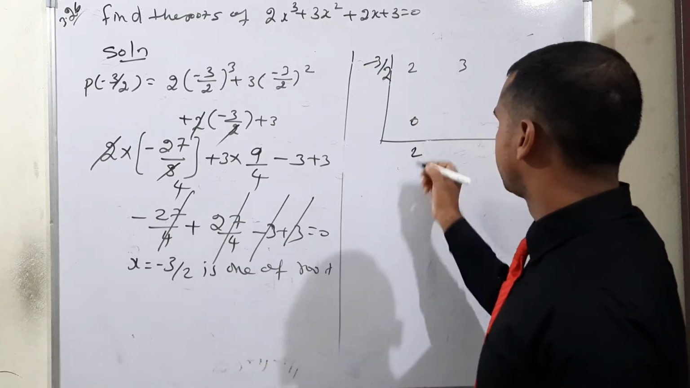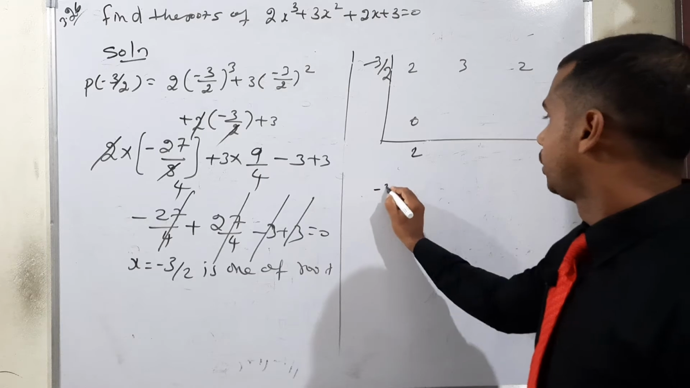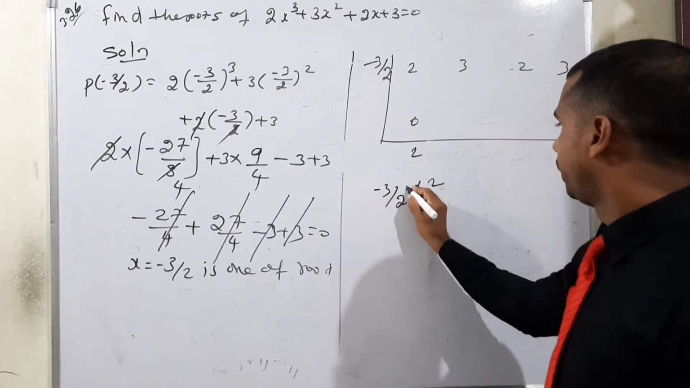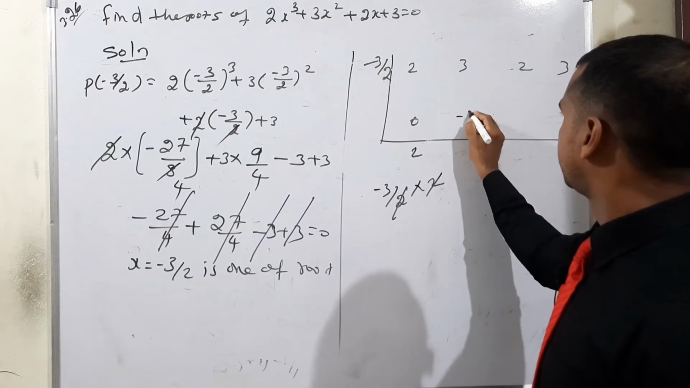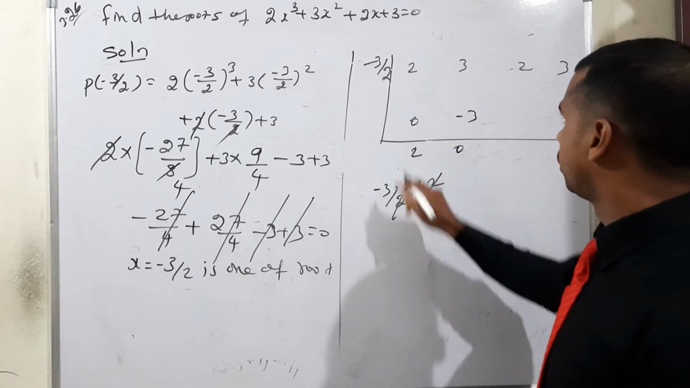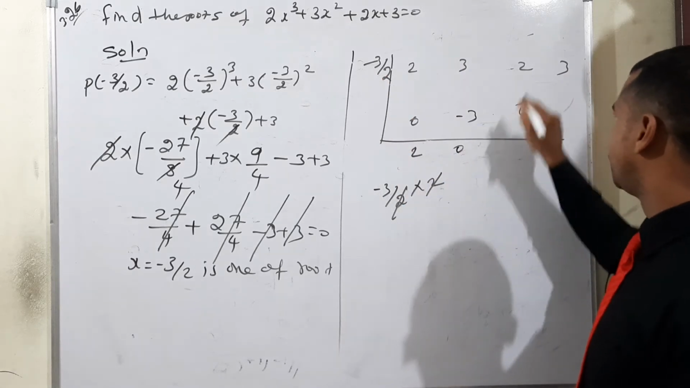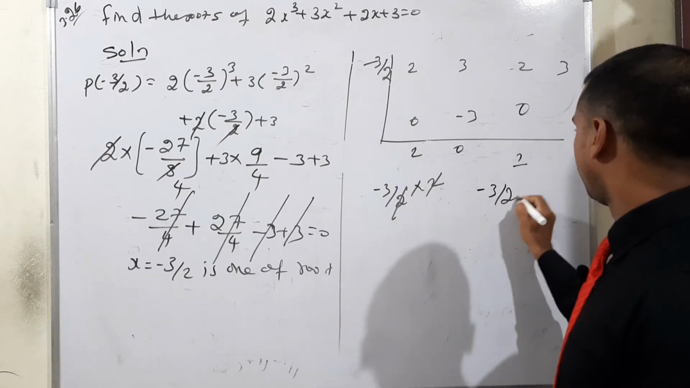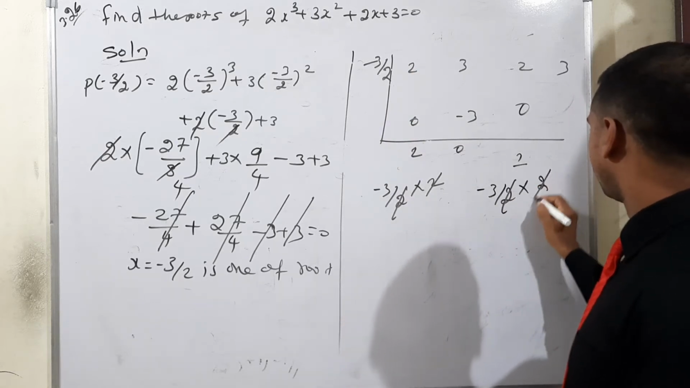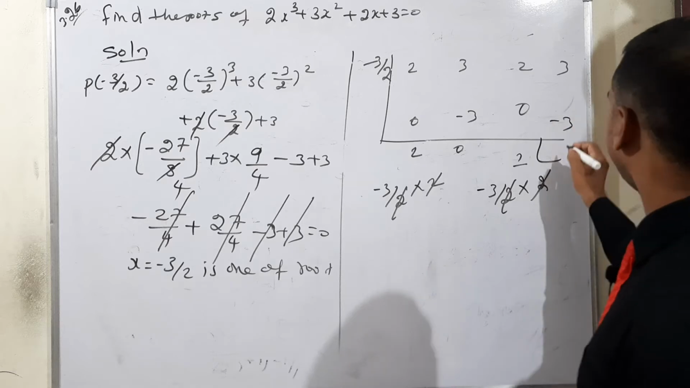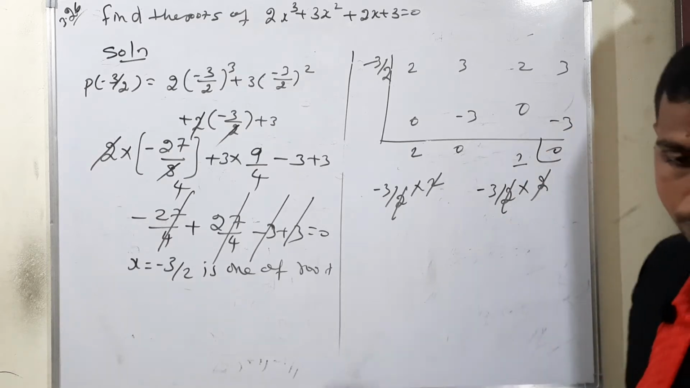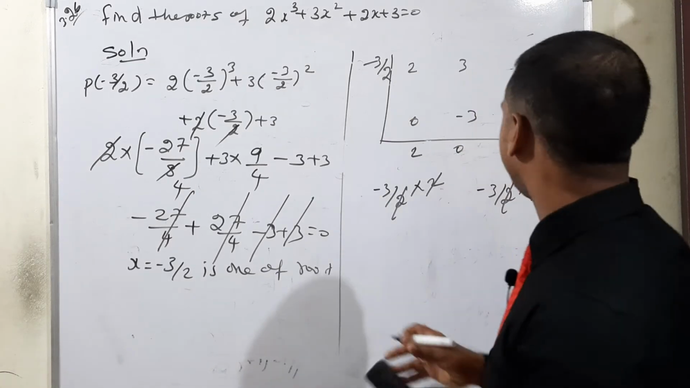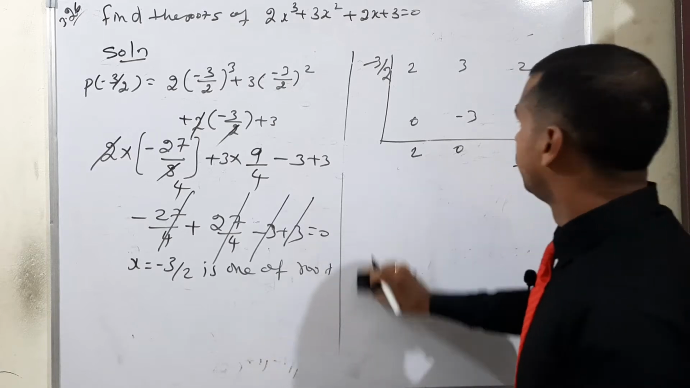Negative 3 by 2. Bring down 2, then 2 plus 0 means 2. Negative 3 by 2 into 2, the 2 cancels, and only negative 3 remains. Again 3 minus 3 means 0. 0 into anything means the value will be 0. Again 2 plus 0 is equal to 2. The last case also, negative 3 by 2 into 2, so the 2 cancels, here also negative 3. Then 3 minus 3 is equal to 0.